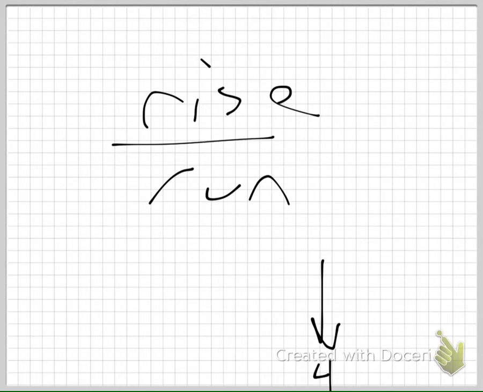From left to right, we're going down 4. Once we're down there, we're running to the right, which is a positive. How far are we running? 1. So then we have -4 over 1. What's the slope? -4. What's the constant of variation? -4. Do you all understand that? The constant of variation and the slope are the same thing. Got it?